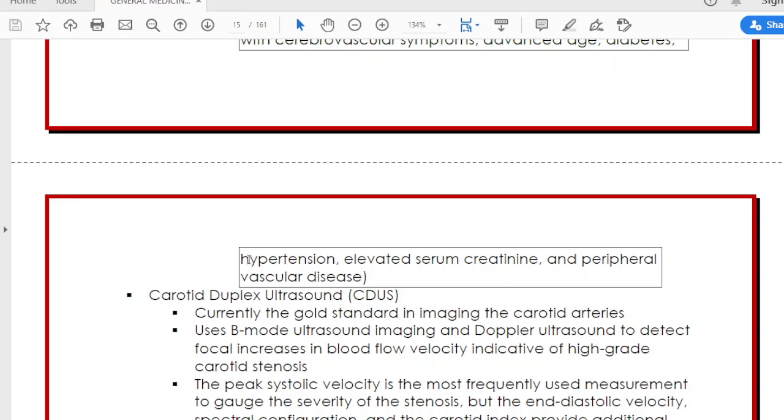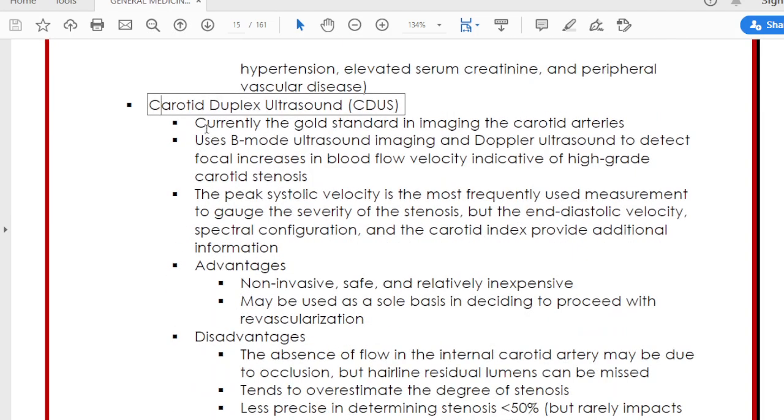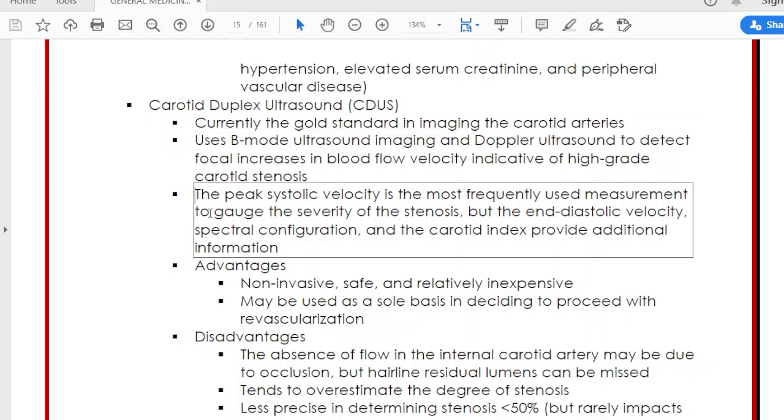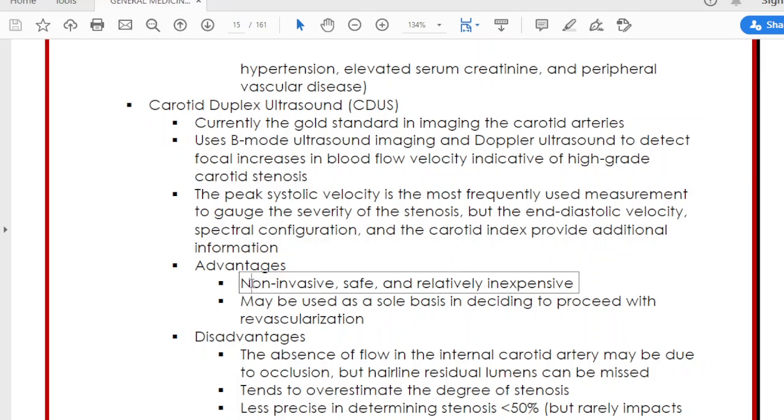and peripheral vascular disease. Carotid duplex ultrasound, currently the gold standard in imaging the carotid arteries. Uses B-mode ultrasound imaging and Doppler ultrasound to detect focal increases in blood flow velocity indicative of high-grade carotid stenosis. The peak systolic velocity is the most frequently used measurement to gauge the severity of the stenosis, but the end diastolic velocity, spectral configuration, and the carotid index provide additional information. Advantages. Non-invasive, safe, and relatively inexpensive. May be used as a sole basis in deciding to proceed with revascularization.